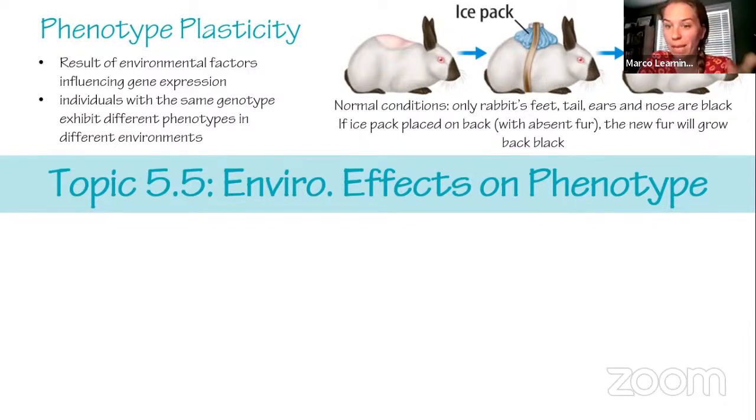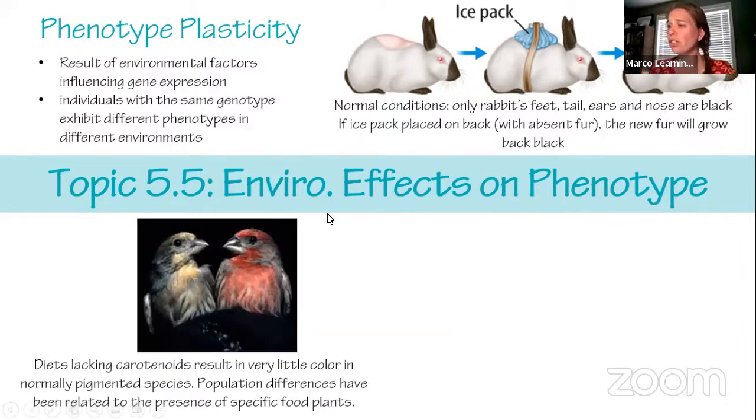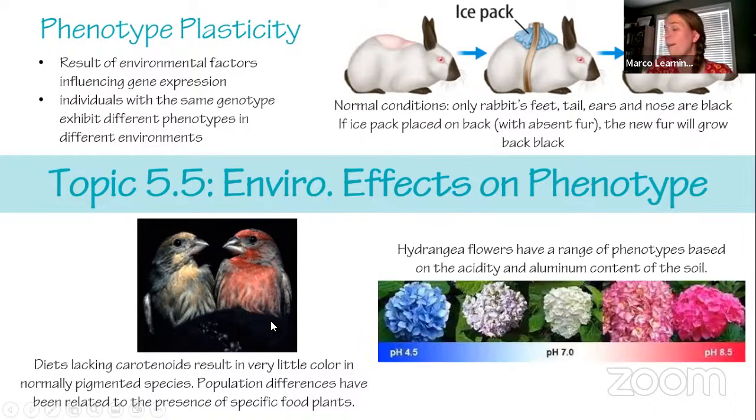This is called phenotypic plasticity. So we also see here that the birds, if they lack a diet in carotenoids, they'll have very little color. And so based on the type of food that they're eating, you're going to see differences in the bird species. And then the one that you all probably know about is hydrangeas.